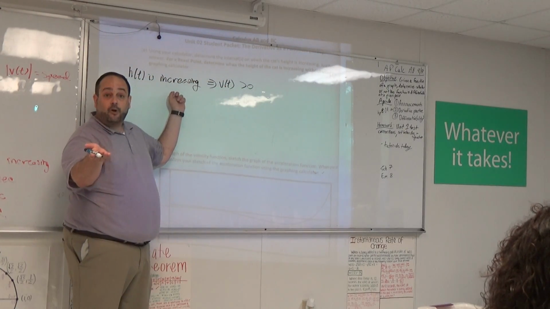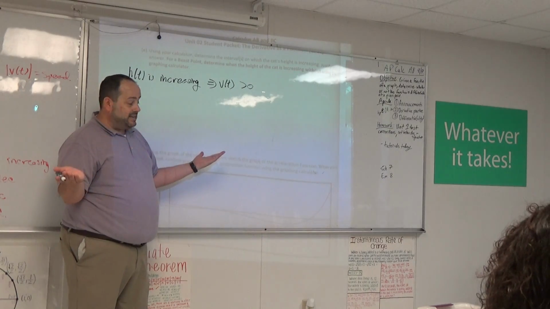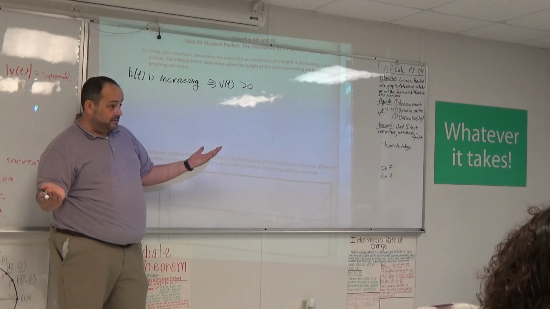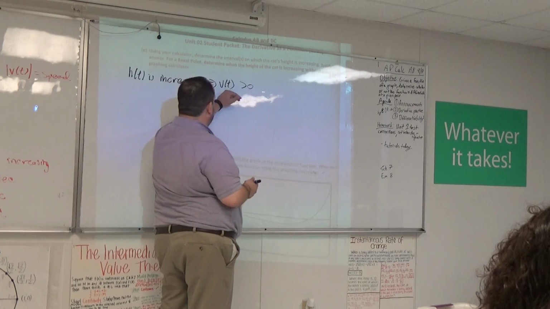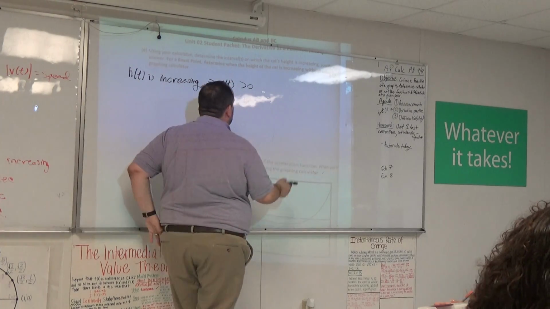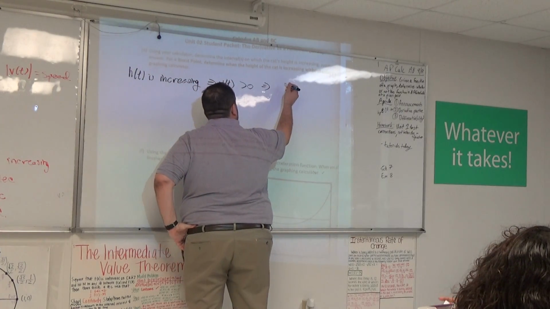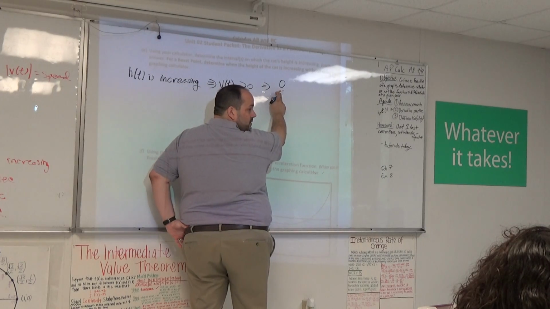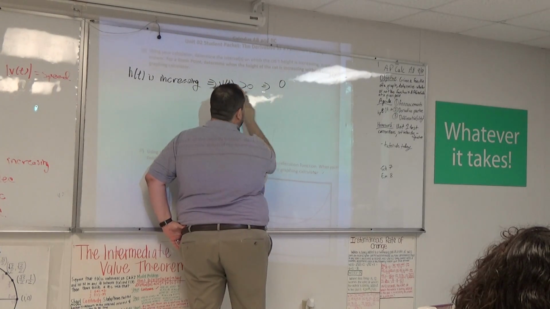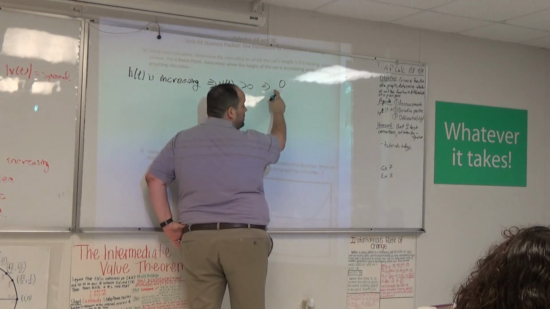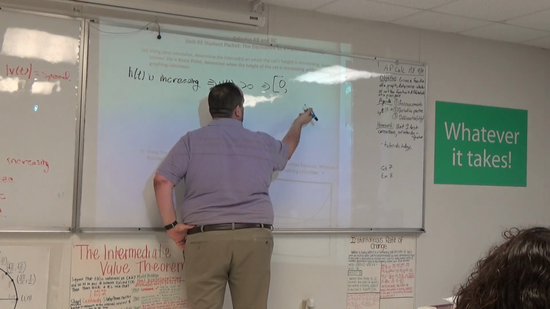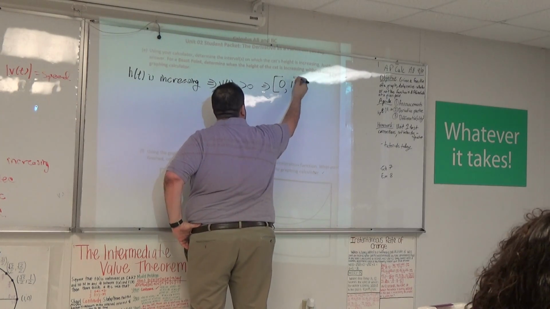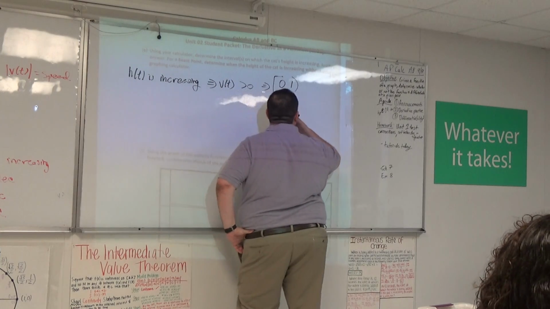So I'm going to look at my graph, and I bet you guys can tell me pretty quickly from the graph where the velocity is positive. Myra, do you know where the velocity is positive? From 0 to 1. Now, do I include the 0? Yes. Look at the graph. Is the velocity positive at 0? Yeah. How about 1? No.